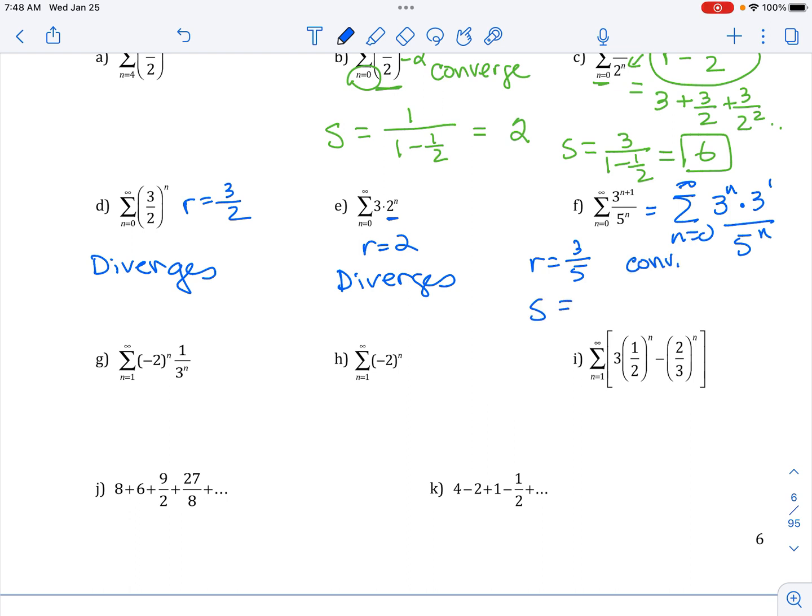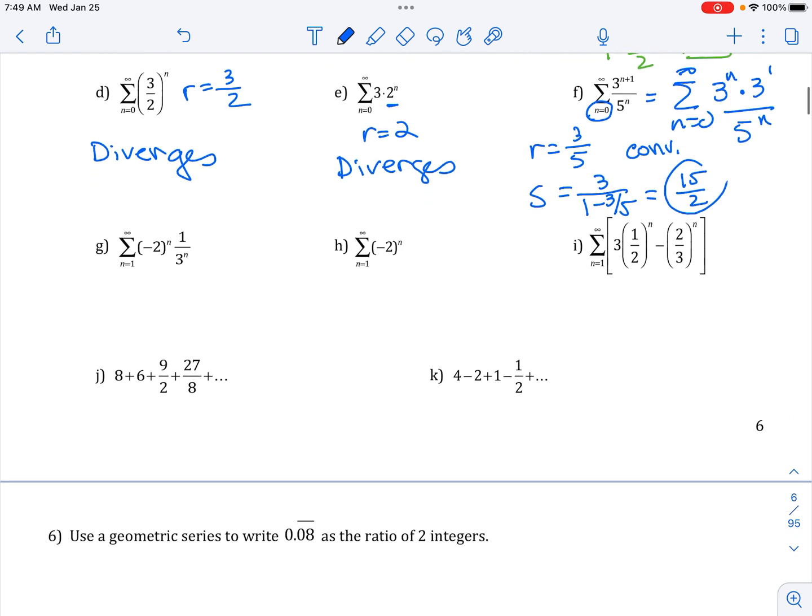So your sum is A. So what do I get for the first term when I plug in 0 for n? I get 3 on the top, 1 on the bottom, so it's A over 1 minus R. And simplify that, you should get 15/2. Next one, notice here your R is negative 2/3. So again, this will converge.